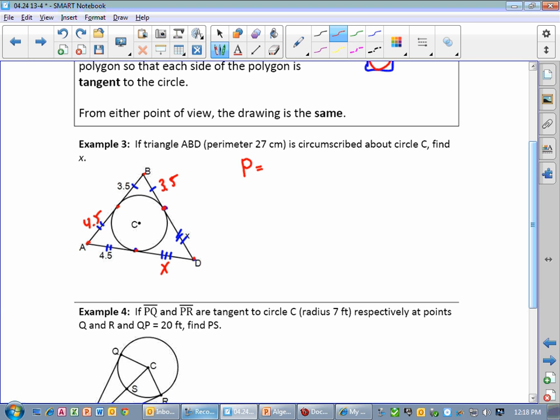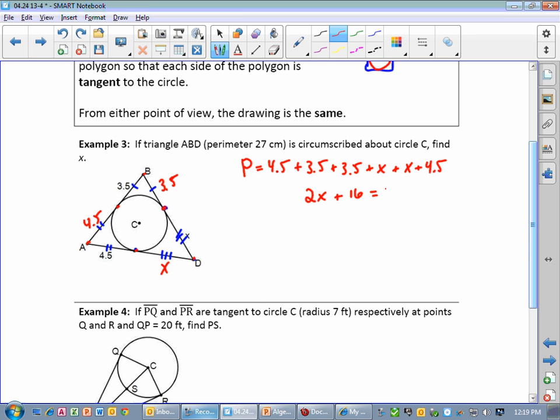How do we get the perimeter of a polygon? Add up all the sides. So this left side, AB, well, that's 4.5 plus 3.5. And then BD, well, that's 3.5 plus x. And then DA, well, that's x plus 4.5. So combining like terms, we've got 2 x's. And then 4.5 and 3.5 is 8, and those are 8, so that must be 16. So 2x plus 16. And that's our perimeter, which we know is 27.